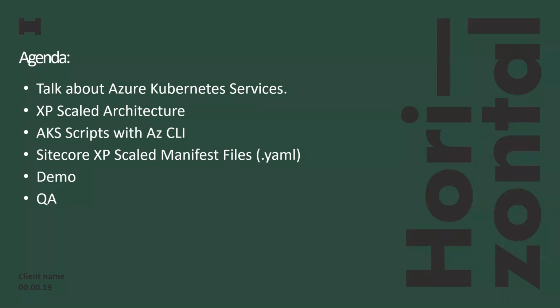Here's the agenda for today. We are going to talk about Azure Kubernetes Service, which we will touch upon a little bit because we have seen this in the first session as well. We'll talk about the XP scale architecture, and I'll show you the XP scale architecture. We'll also see some of the AKS scripts with the Azure CLI. Then we'll go into the manifest files, and then the demo and then the Q&A.